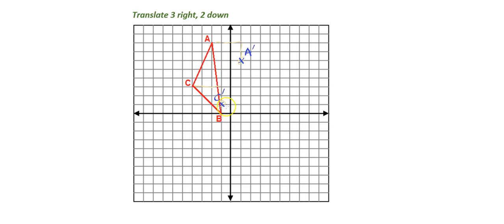And I'll do point B as well. So 1, 2, 3, and 2 down. 1, 2. So there. So the location of B dash goes here. And now all I need to do is join these points, and I will have translated the entire shape from its original location to its new location right there.